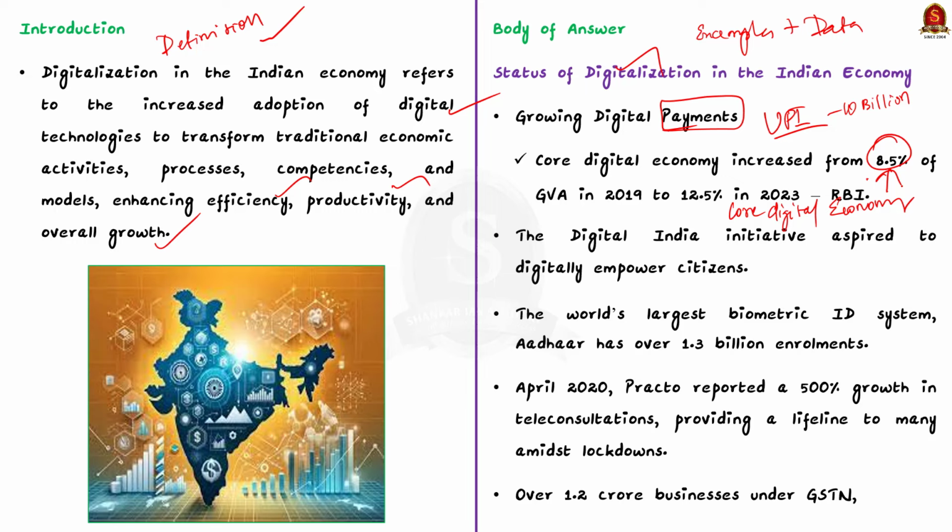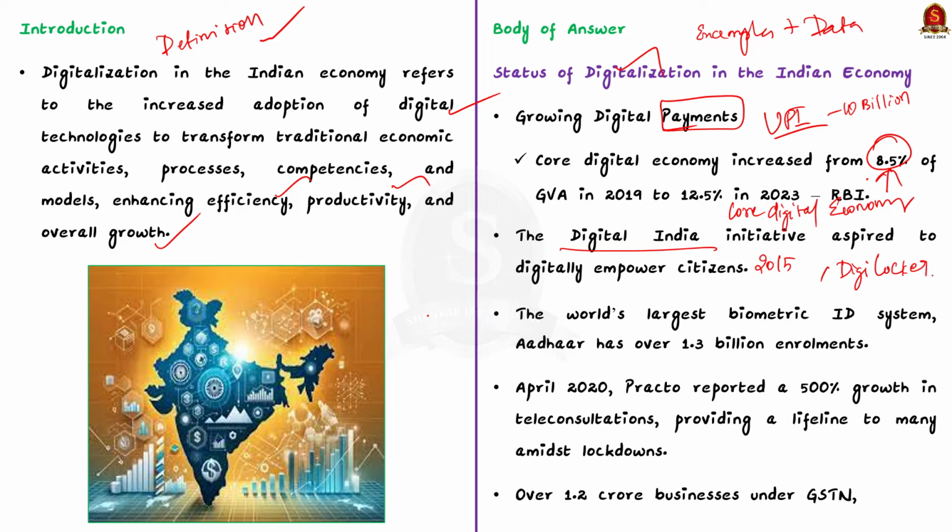Next, we will talk about the Digital India campaign. See, this campaign was launched in 2015. The Digital India initiative aspired to digitally empower the citizens. For instance, with over 15 crore registered users and 60 million monthly active engagements, DigiLocker has made accessing and sharing documents easier. Next, we can talk about Aadhaar.